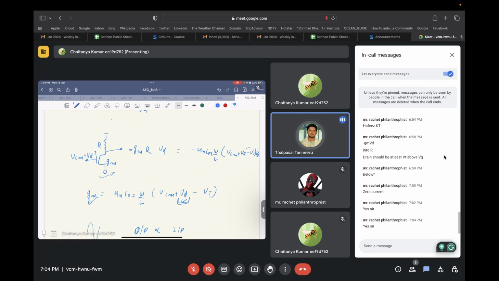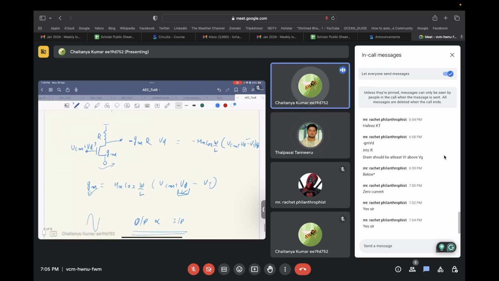Sir, we need non-linearity because we get power amplification; if it is linear, we don't get power amplification. No, in actual it is non-linear, but as far as small signal is concerned, this system should be linear, right? Yes, sir. So basically what you want is that your GM should be independent of your input voltage. Okay.